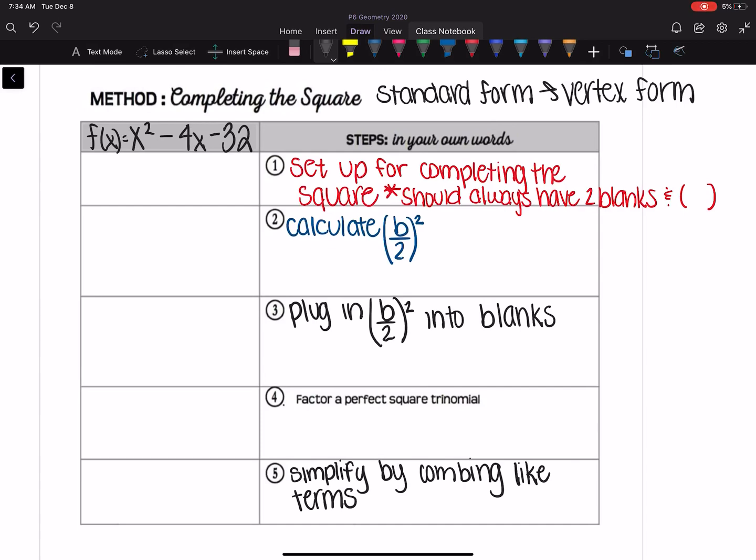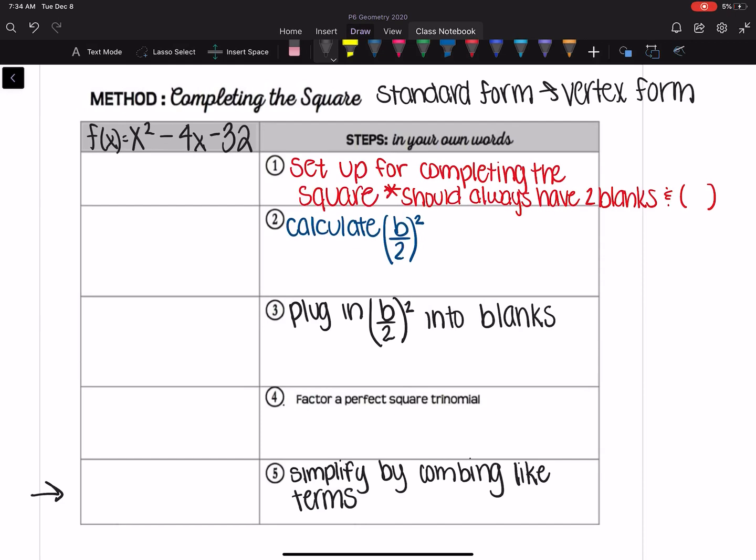So we're basically going to deal with the x squared minus 4x minus 32. We're going to do some steps, and then our end product will be the vertex form of the same function. On my right-hand side, I've got a list of 5 steps for completing the square. My first step says that we're going to set up for completing the square.